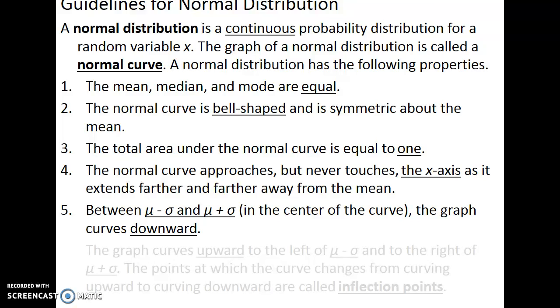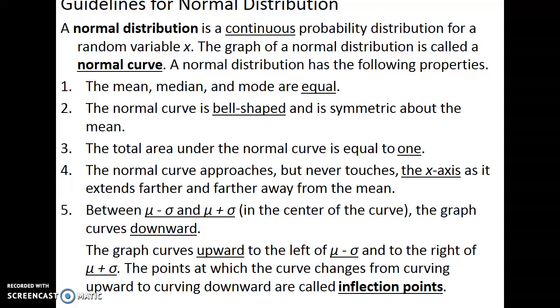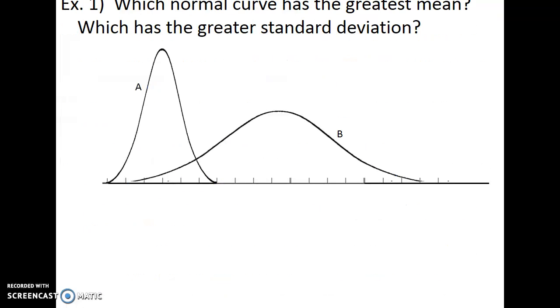Between one standard deviation above and below the center of the curve, the graph curves downward, meaning it looks like it's cupped downward. But it cups upward to the left of the negative one standard deviation and to the right of the positive standard deviation. These are called points of inflection. So where it changes from looking like an upward cup to a downward cup, that's going to be at one standard deviation away. And again, those are inflection points. We'll see that in an example in a moment.